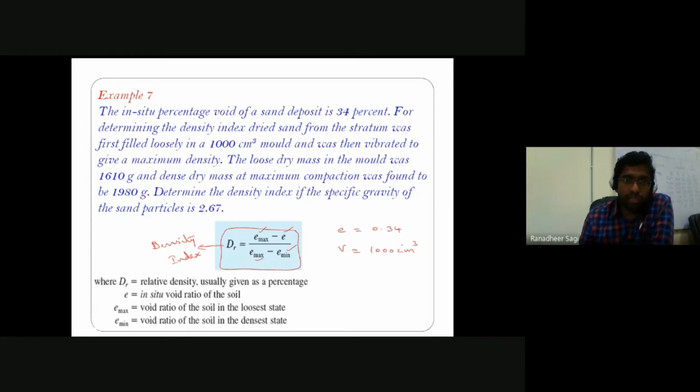And it was then vibrated to give a maximum density. So you are placing your dry sand in that particular mold of volume 1000 centimeter cube, and you started vibrating that mold so that the soil grains placed in it attain what is called the maximum density. The loose dry mass, in case the soil grains are placed into that mold in the loosest arrangement, the dry mass of that sand is 1610 grams, and the dense dry mass at maximum compaction was found to be 1980 grams.